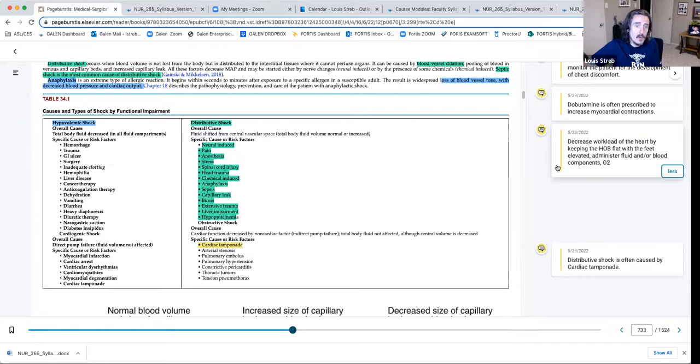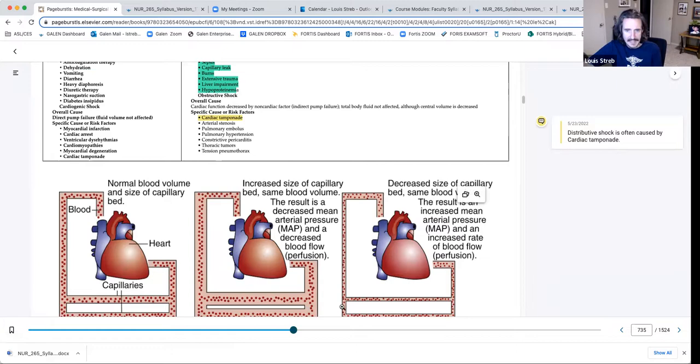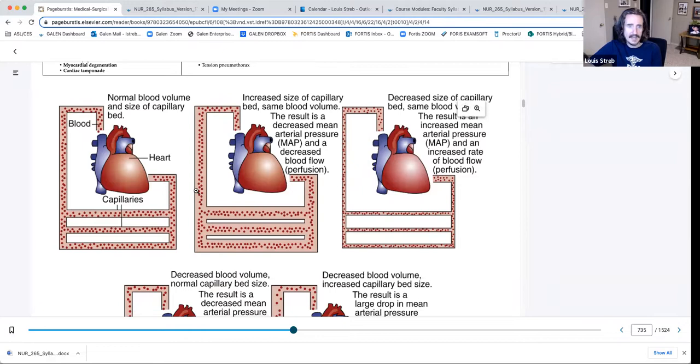My last thing is right here, distributive shock. I talked about this earlier. Cardiac tamponade. If I can't distribute the fluid because the heart can't beat anymore, that could be a specific part. So distributive shock is often caused by that cardiac tamponade. Here's some cool pictures. If you don't understand what we're talking about, this is a dilated blood pressure, right? This is normal. This would be dilated. The blood volume's still there, but the pressure goes down because there's no pressure in there.